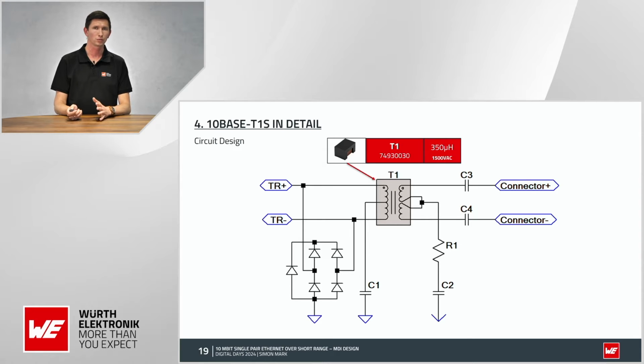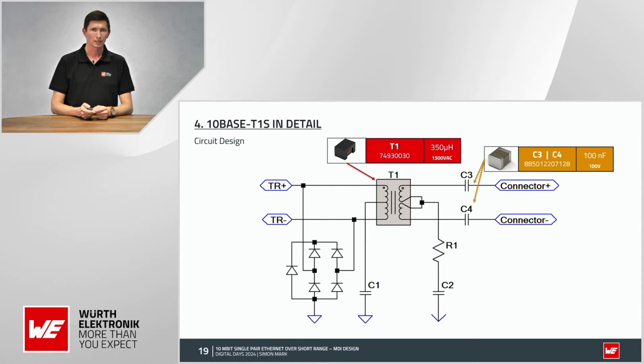For the T1, we are using a 350 microhenry transformer in a small size of 1812, so it's 4.5 millimeters times 3.2 millimeters in this size. It's very small. And the two capacitors for the DC block are 100 nanofarad capacitors. You can also go higher to 470 nanofarad. This is then more for 10BASE-T1L for the longer distances. For the shorter, you can use smaller ones. Why? I explain it later.